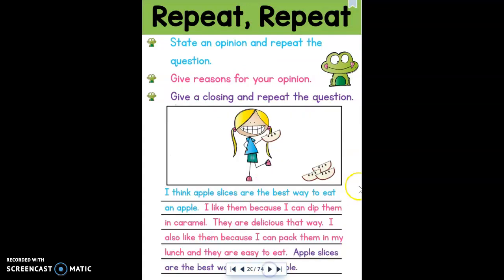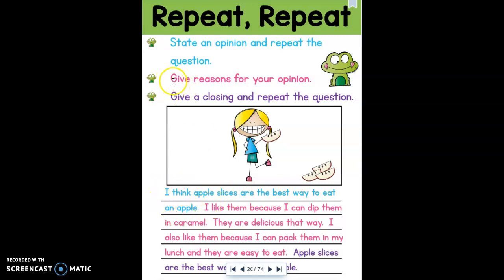When we're writing our opinion, we need to repeat. So the first thing we need to do is state our opinion and then repeat the question. Okay, so for this question, and this is the one we're going to do today, it's what is the best way to eat apples? Well, this person chose, I think apple slices are the best way to eat an apple. So the first thing you need to do is state what you think is the best way. Maybe you like to eat apple pie or apple bread, and so you would say, I think apple pie is the best way to eat an apple. Okay, and that's how you would start it out.